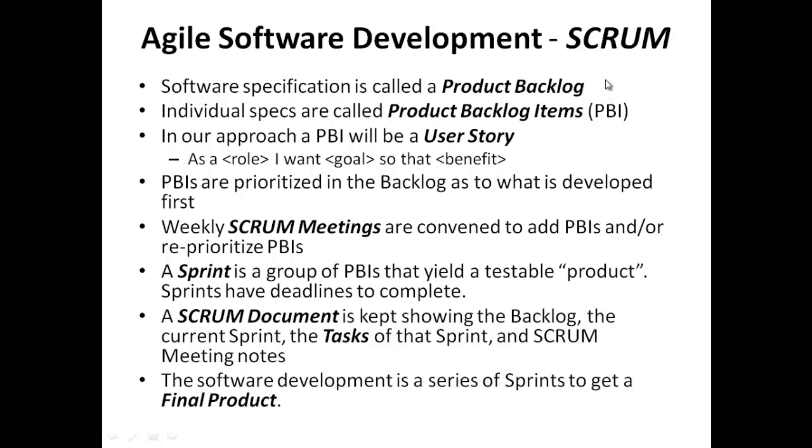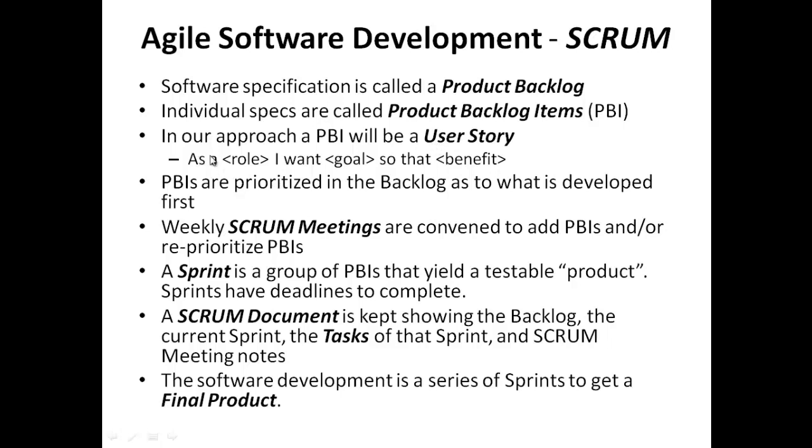The software specification in Scrum is called a product backlog. The product backlog says what the software is supposed to do, and it's made up of product backlog items, which are the features of the software that the team needs to produce. We're going to write our product backlog items, or PBIs, in a form of specification called a user story.